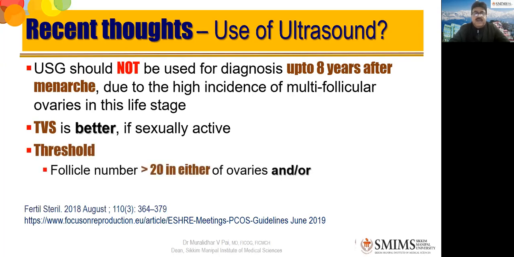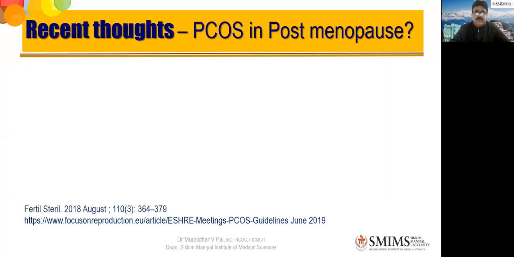The threshold they have defined, if at all you want to say that there are polycystic follicles, they should be around that primordial follicle type, not just antral follicle type, which are less than 10 millimeters. They should be at least something like 12 to 14 millimeters, and they should be more than 20 in number in either of the ovaries, and or if you go by the size of either ovary, it should be more than 10 ml. So very clearly defined now by ESHRE. I hope this slide is going to be very useful for us to determine what to do and what not to do.